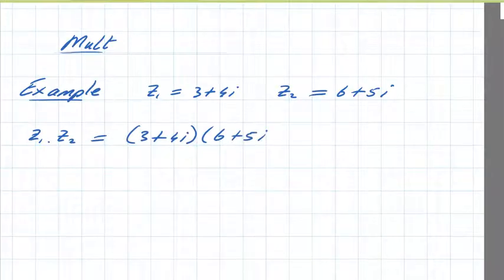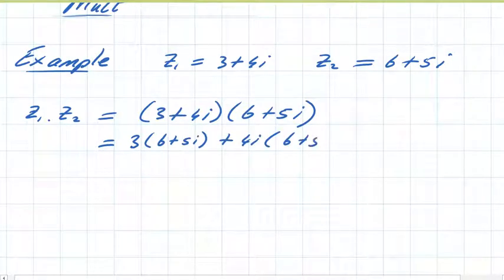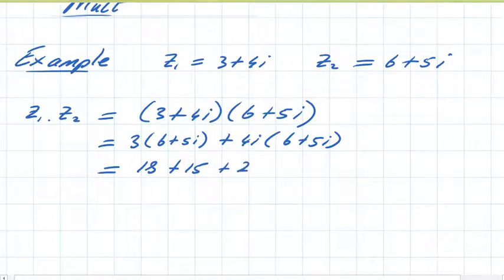And again, you just multiply them out just like brackets in algebra. Imagine the i was an x, for example, what would you do? And so you work just like that. Everything in the first bracket is multiplied by everything in the second bracket. So 3 into 6 plus 5i, plus 4i into 6 plus 5i. 3 6s is 18, 3 5s is 15i, and plus 4 by 6 is 24i, plus 5 by 4 is 20, and i by i is i squared.